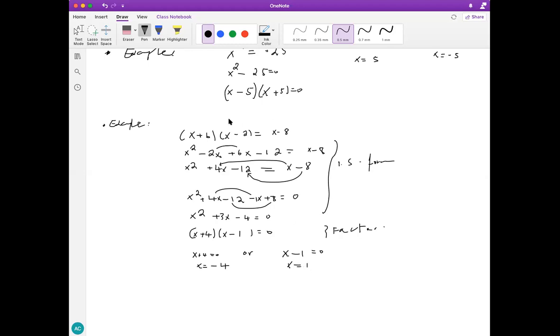Okay, so look at the equation first. It may take you more steps. So this is the last step, to solve, of course, using the zero product property.